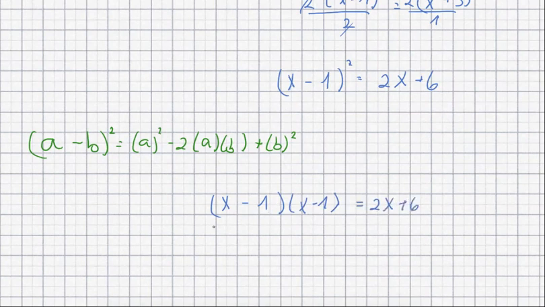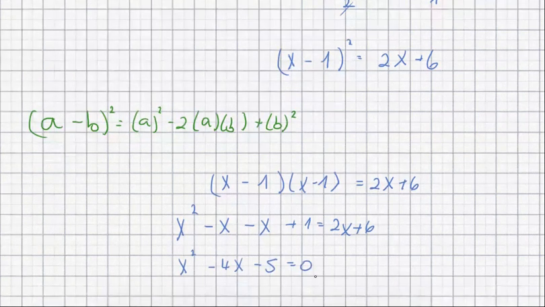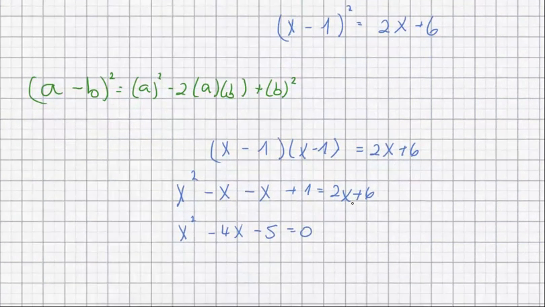What do you do here? X squared, minus x, minus x, plus 1. Perfect. Equals 2x plus 6. And here you have x squared minus 2x, and if I move it, it's another minus 2x, so it's minus 4x, and then minus 5 equals 0. Wait, why minus 4x? Because minus 2x from moving the 2x. I just jumped ahead, so we can do something else.